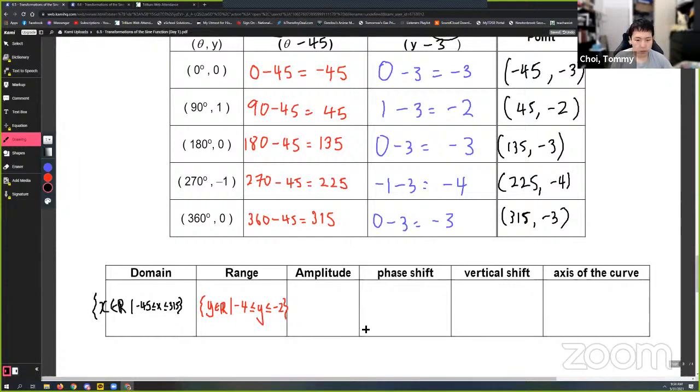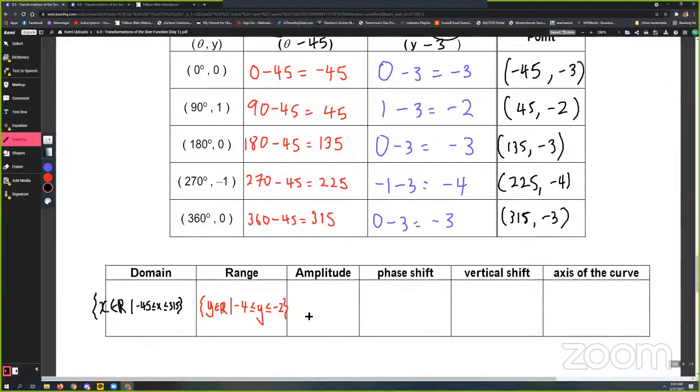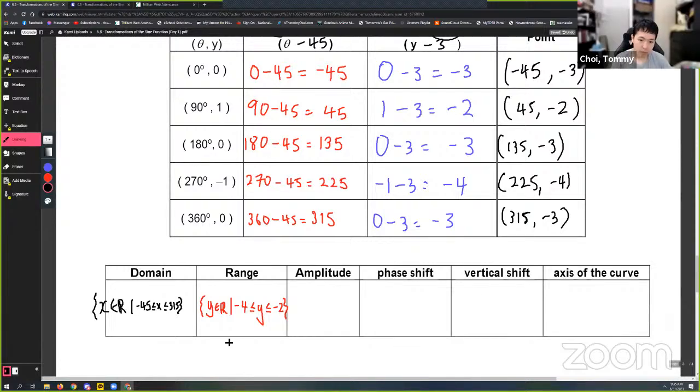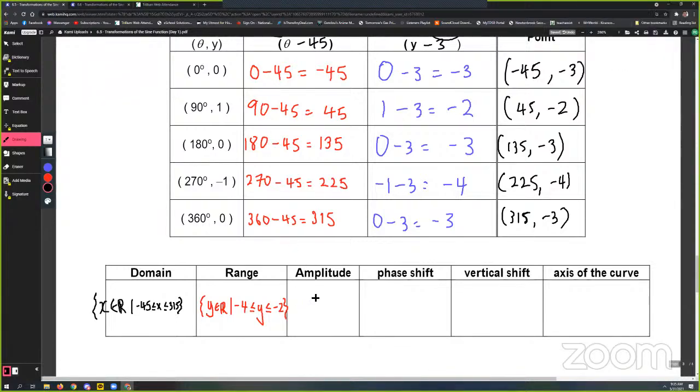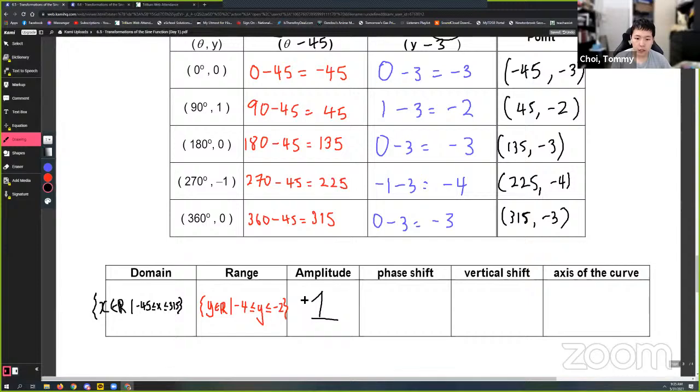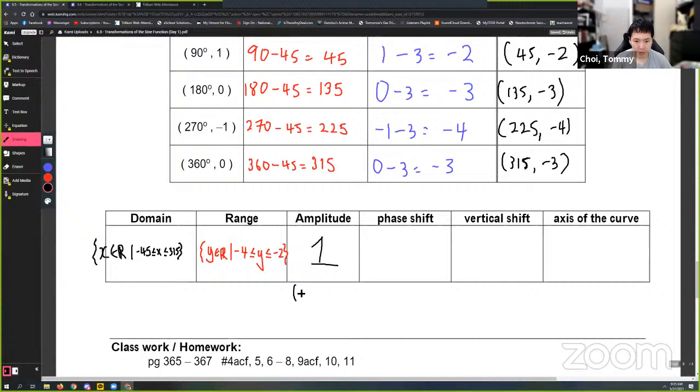Anyone with the amplitude? Can I try? Sorry, Lauren? Yep. I got +1. Yes, +1 is correct. Amplitude is 1. So if you wanted to calculate it, you can calculate it as well. Max minus min. So -2 minus -4 divided by 2 will give us -2 plus 4, which gives us 1, actually. So 2 divided by 2 is 1. So yes, amplitude is correct.